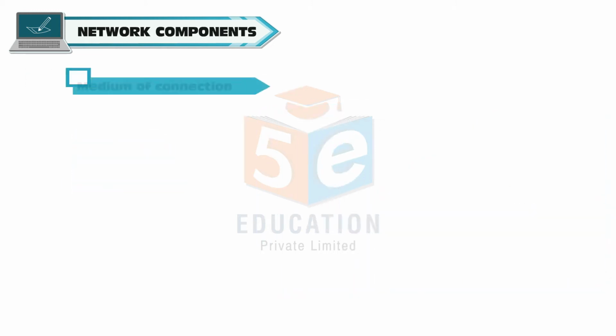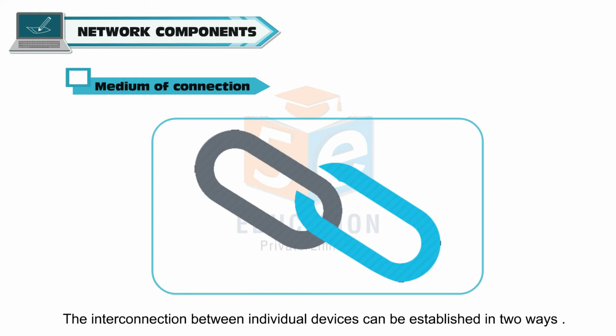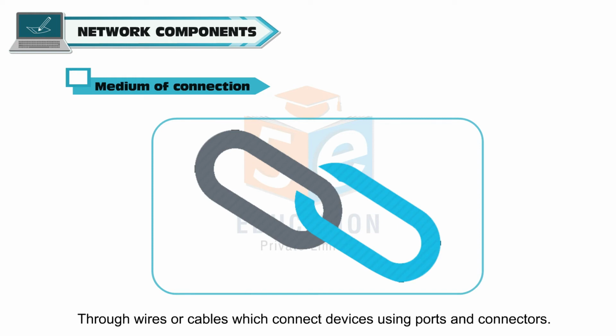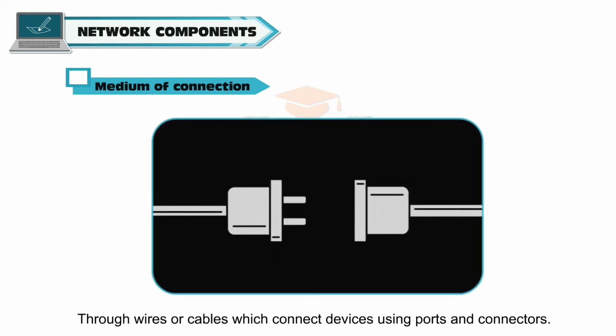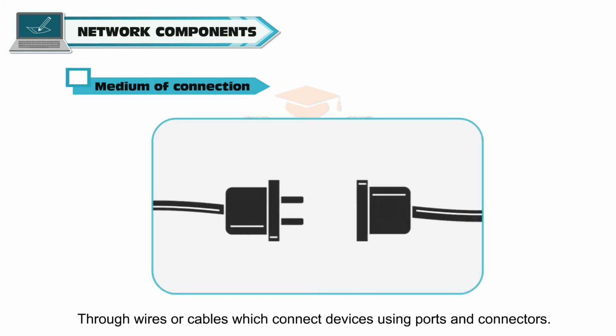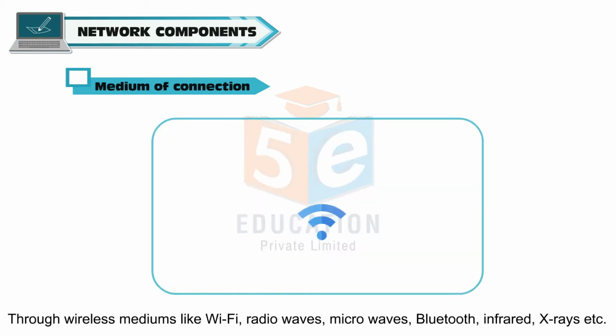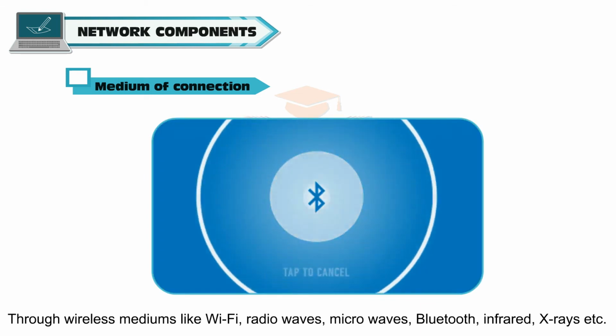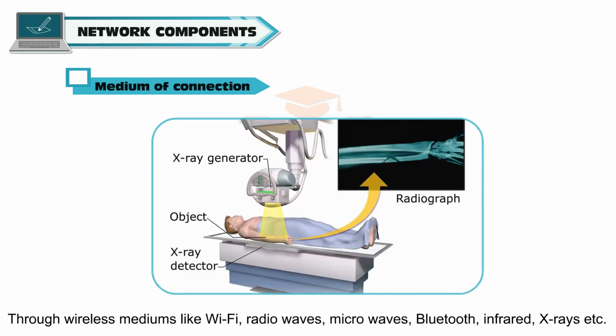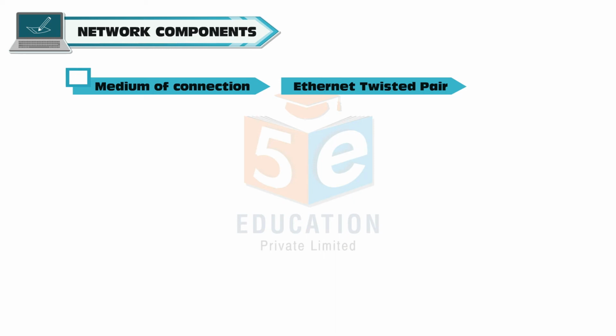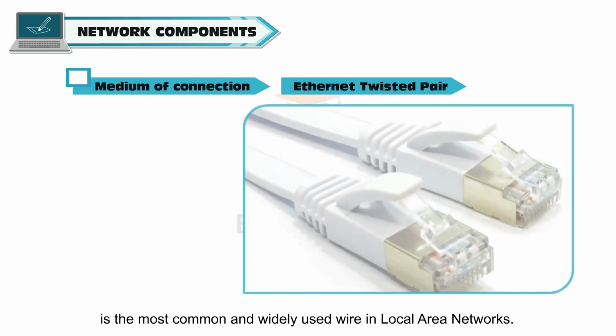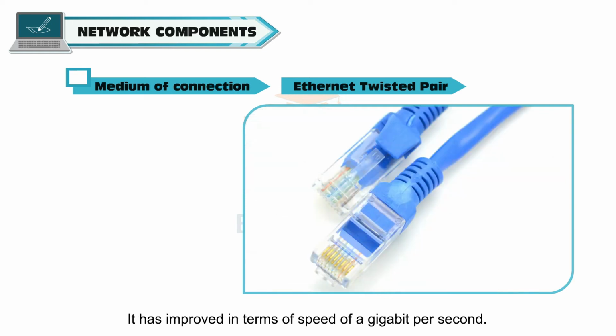Medium of connection. The interconnection between individual devices can be established in two ways: through wires or cables which connect devices using ports and connectors, or through wireless mediums like Wi-Fi, radio waves, microwaves, Bluetooth, infrared, X-rays, etc. Ethernet twisted pair is the most commonly and widely used wire in local area networks. It has improved in terms of speed to a gigabit per second.